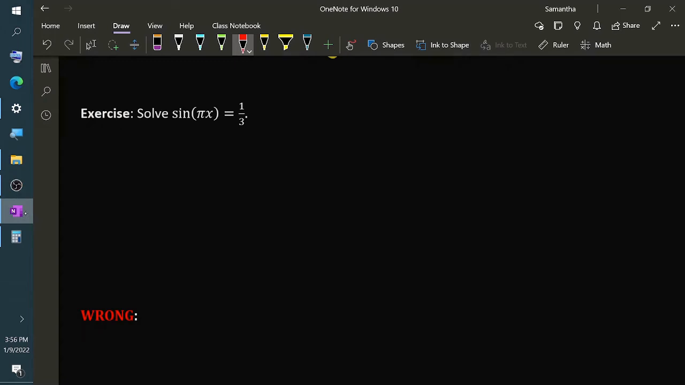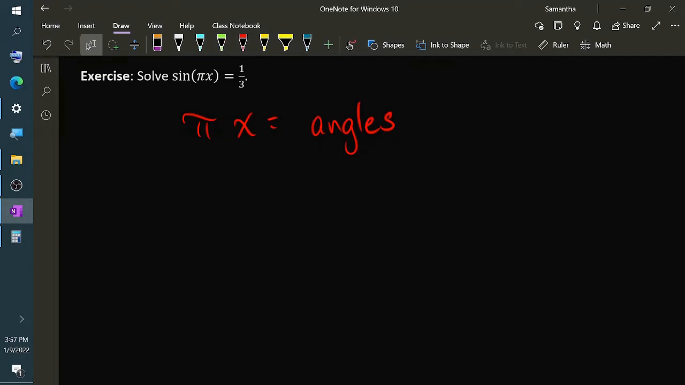Let's reinforce this with another example. Suppose that I'm trying to solve sine of pi times x equals 1/3. So in this case, the thing that's being plugged into sine is the quantity pi x. So the quantity pi x is the thing that's representing the angles. So bearing that in mind, let's start by figuring out the angles that make sine produce an output of 1/3, and then from that, let's determine the value of x.